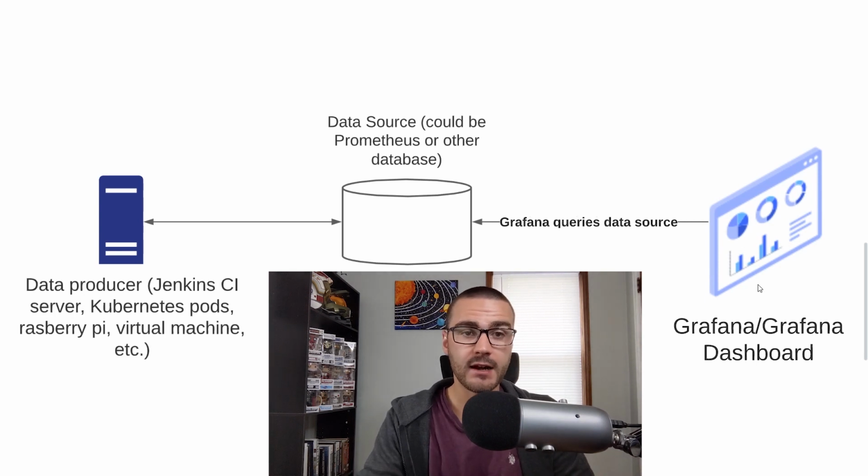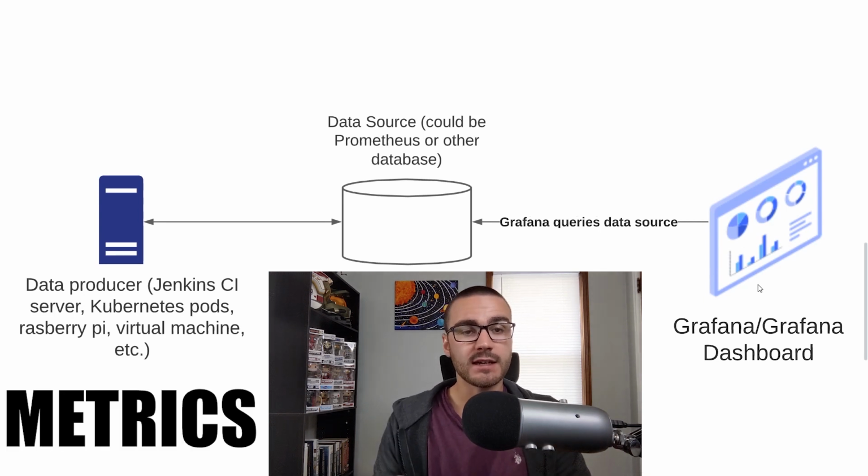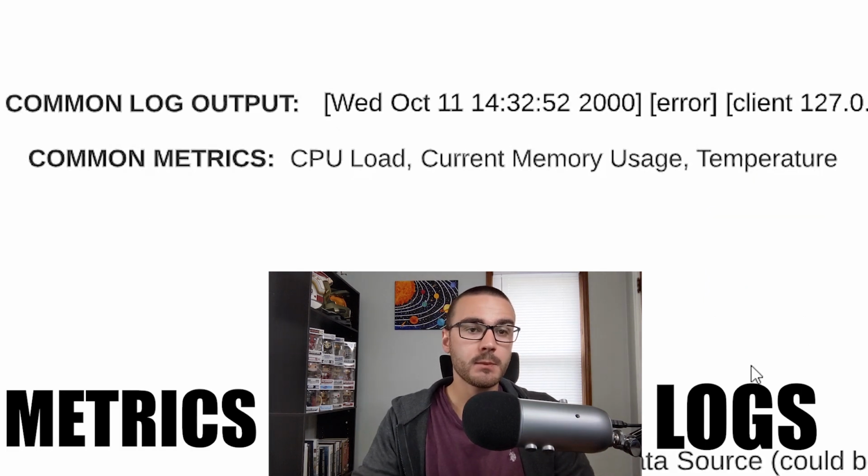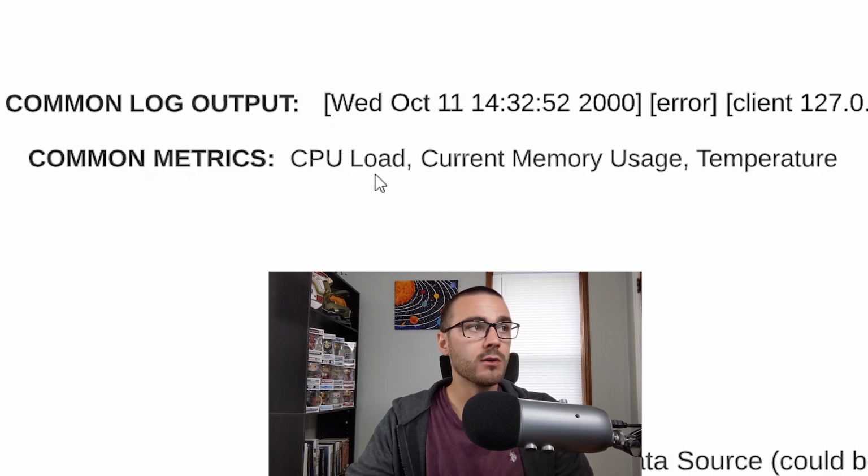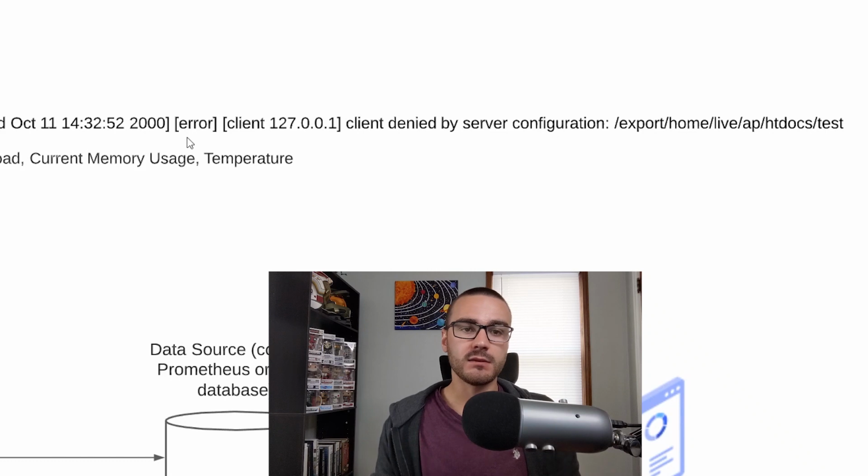There's really two main categories of data that's visualized in Grafana. The first category is metrics, and the second category is logs. An example of a metric might be CPU load or current memory usage, or the outside temperature, or even the temperature of the CPU or the video card, something like that. In contrast, logs would look something more like this, where you have a timestamp, logging level, whether it's error, info, warning, or debug, and then more detailed information.